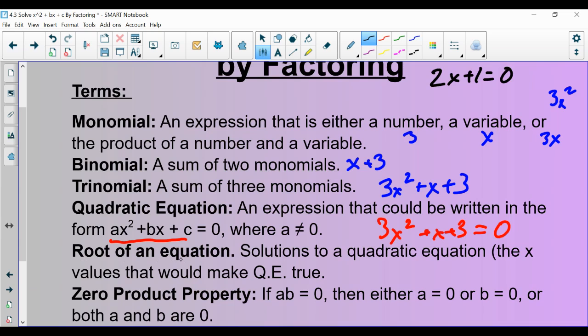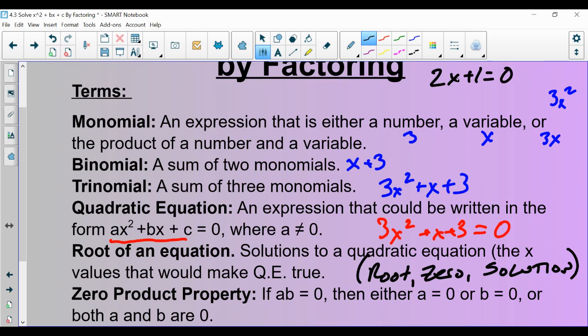Up next, we have the root of an equation. I'm going to add some things here. A root of an equation is what we call the solution, the value of x that makes this true. We might call that a root, or we might call it a zero, or we could call it a solution. These all mean the same thing. What we're saying is, what values of x make this true?